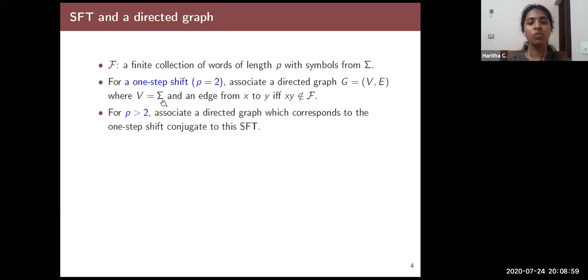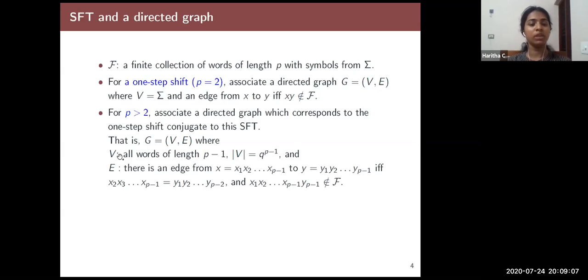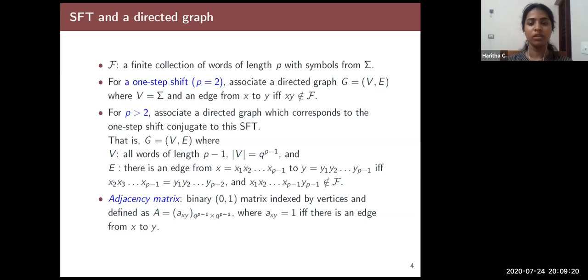For p greater than 2, associate a directed graph which corresponds to the one-step shift conjugate to this subshift of finite type. That means the vertex set will have all words of length p minus 1, and there is an edge from x to y if and only if they overlap progressively and this word of length p is not forbidden. So we have the directed graph now. We can define the adjacency matrix to be a 0, 1 matrix indexed by vertices, and the xy-th entry of this matrix is 1 if and only if there is an edge from x to y.